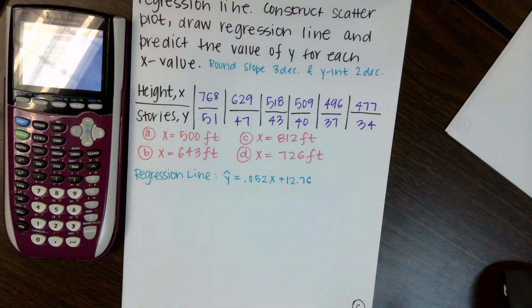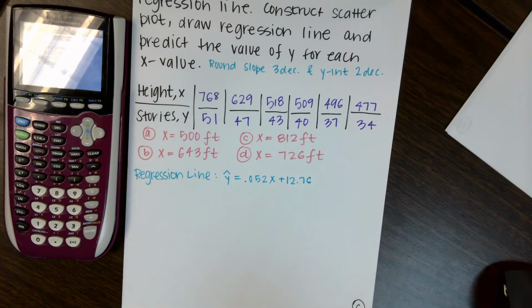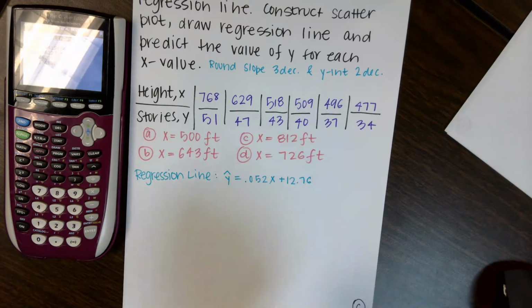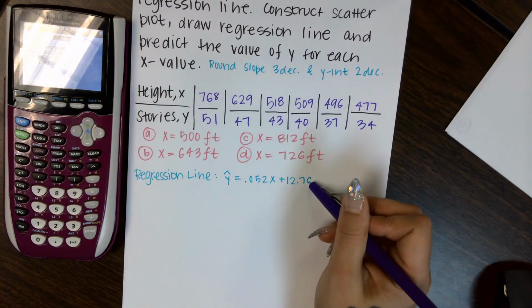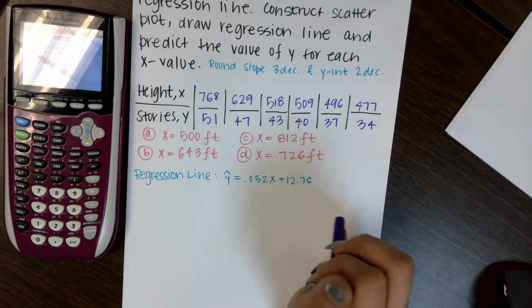Now, as far as construct a scatter plot, I believe a 6. Just a very weird, homely looking 6. It's sad. What's it called? I'm trying to remember. I sleep and then I forget things. I'm like Dory.